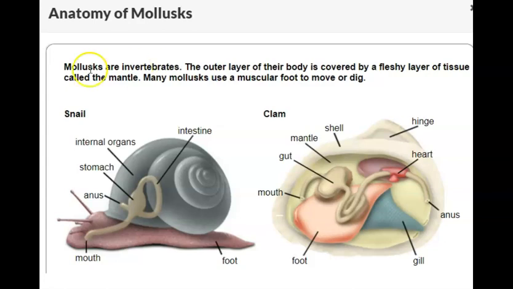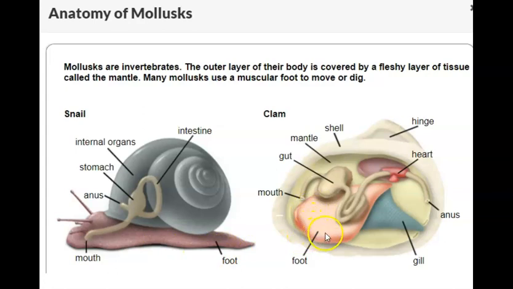The outer layer of their body is covered by a fleshy layer of tissue called the mantle. You can see the mantle here in the picture of the clam. Many mollusks use a muscular foot. You can see the big foot here on the snail. That's what you see usually when you see a snail crawling to move or dig.